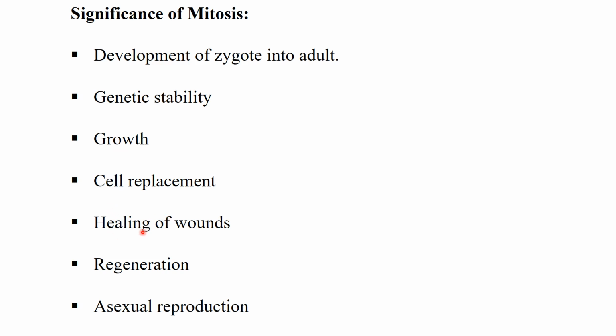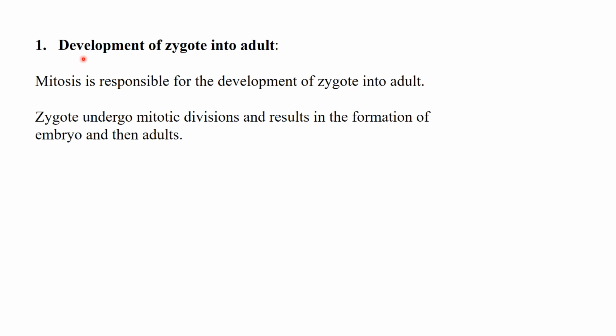Healing of wounds: different types of wounds, injuries, or surgeries heal when the cells divide and increase in number. So healing of wounds totally depends on the process of mitosis. Regeneration: the lost parts can be repaired or reproduced by the type of cell division that is mitosis. Asexual reproduction: some types of cells, mainly unicellular organisms, increase their number by mitosis. Have a look at the detail of each process.